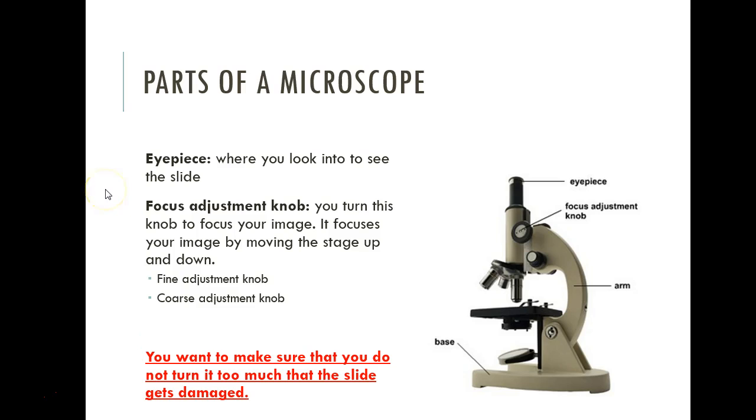Remember, this question also asked, what are the safety concerns when you are focusing an image? Remember that because these knobs move the stage up and down, sometimes you can move the stage too far up where it actually meets the objective lens, which can damage the slide and damage the microscope. So it's really important that you don't turn the knob so much that the stage collides with the objective lens.